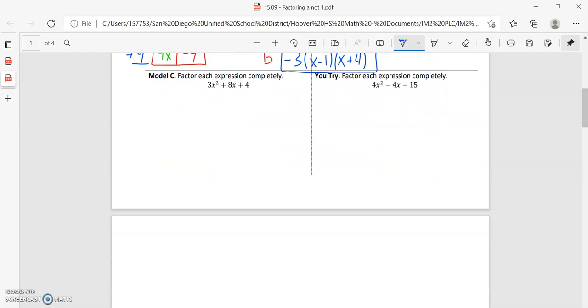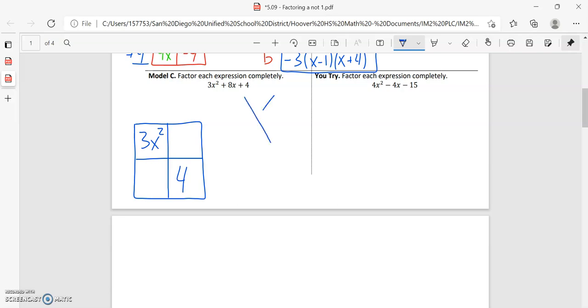So Model C, first thing you want to do is see if you can pull out a common factor. 3, 8, and 4 do not have a common factor besides 1. So we're going to go straight into our box method. Three x squared goes here. 4 goes there. Here's our cross. 3 times 4 is 12. And our B is 8.